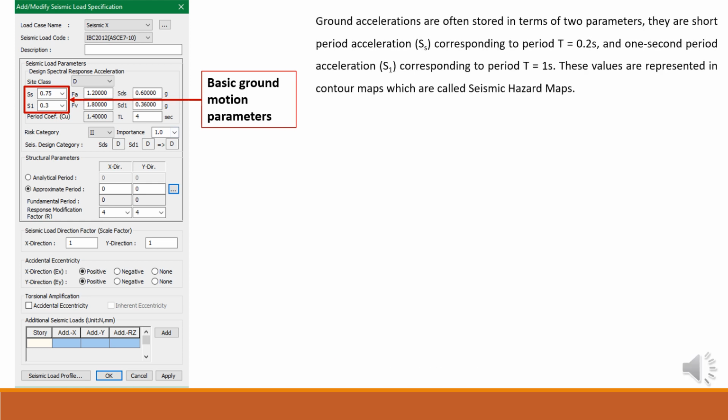Ground accelerations are often stored in terms of two parameters. They are short period acceleration, SS, corresponding to period T equals 0.2 seconds, and 1 second acceleration, S1, corresponding to period T equals 1 second. These values are represented in contour maps which are called seismic hazard maps.